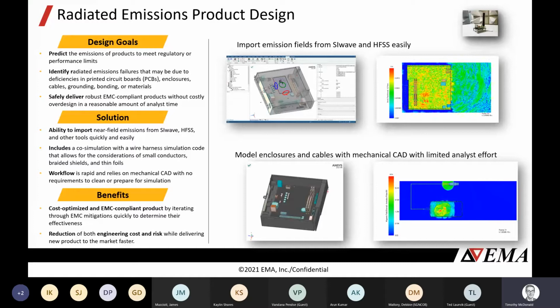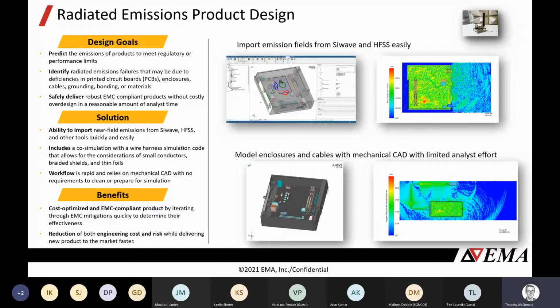A nice thing about our tool is we can pull in the near field emissions from SI Wave and HFSS, or even from experimental approaches like near field scans. And what this allows us to do is let those near field scans or those other tools for PCBs do what they do best, and we can use EMA3D Cable for the cables and enclosures. Again, with EMA3D Cable, we co-simulate with a wire harness simulation code, so we can consider all those small details, and it's a really fast workflow. And I'll show that in just a moment.